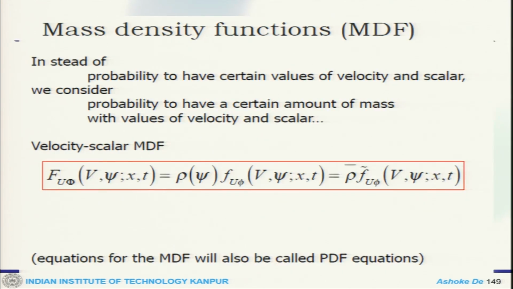We can also define the mass density function, where instead of having a probability to have certain values of velocity and scalar, we now consider the probability to have certain mass with those values. So, now the velocity scalar mass density function, which will be defined as f u phi, on velocity and scalar, is rho bar times the PDF, and so the equation of this MDF would be a similar transport equation to the PDF.